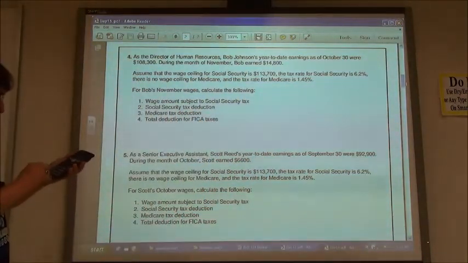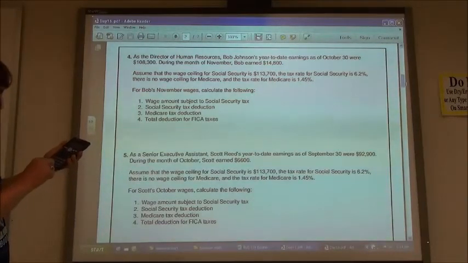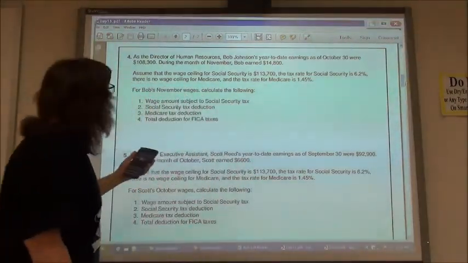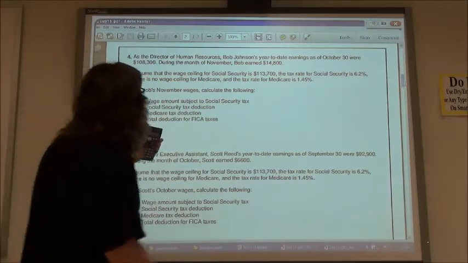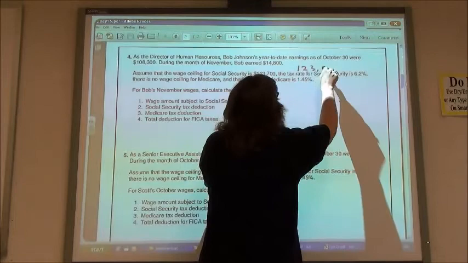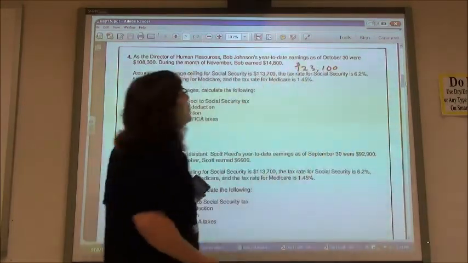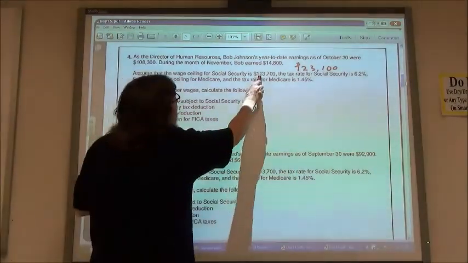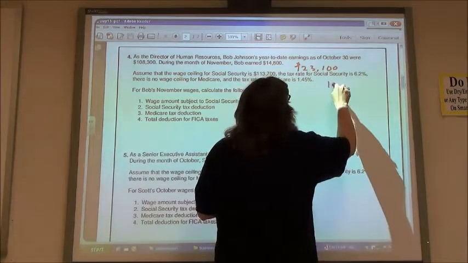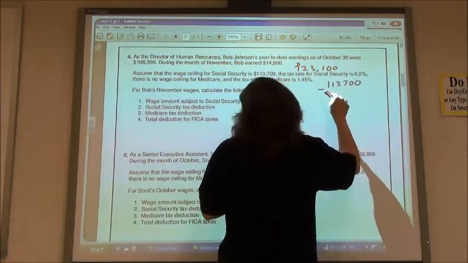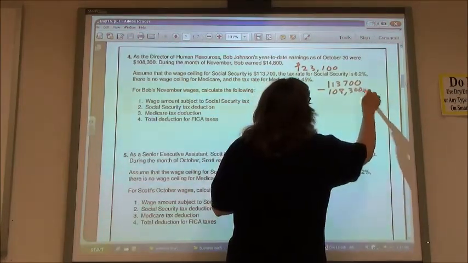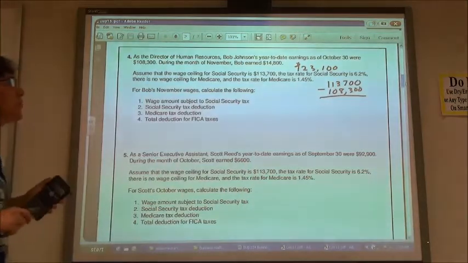So what I want to do is take my $108,300, add the new earnings, $14,800. Now when I add those new earnings of $14,800, I'm up to $123,100, which is more than the wage ceiling. So when I pay my Social Security tax, I only want to pay the tax up to this amount. So I'm going to take the $113,700, subtract the $108,300 to see how much more I have to pay Social Security on.